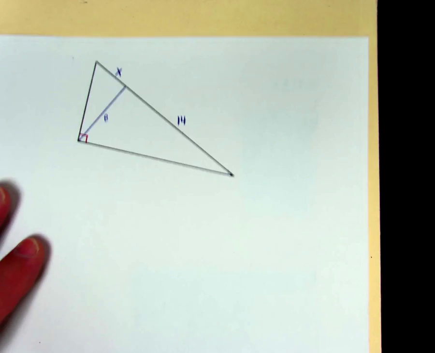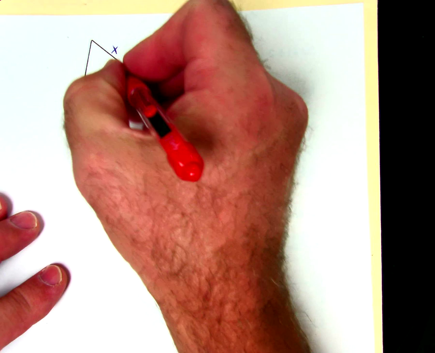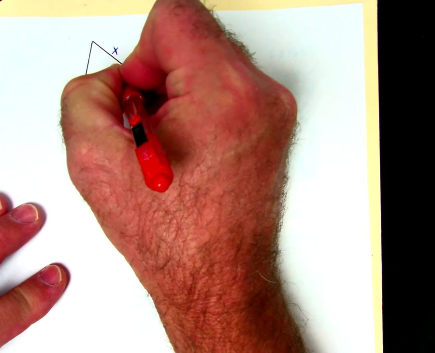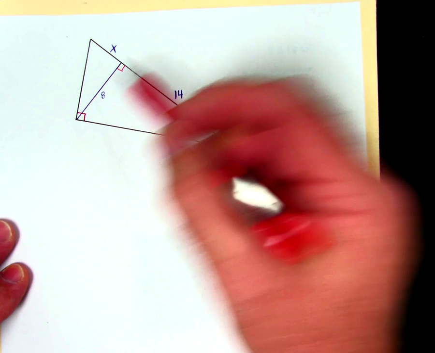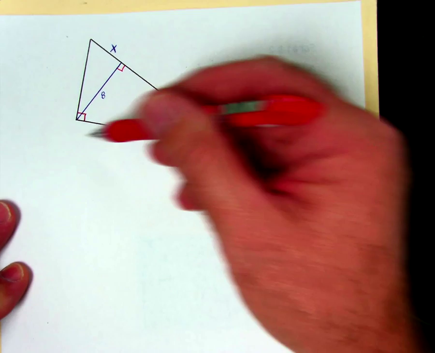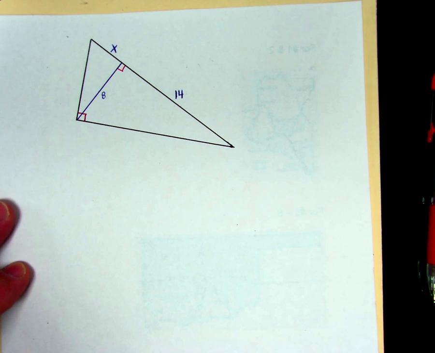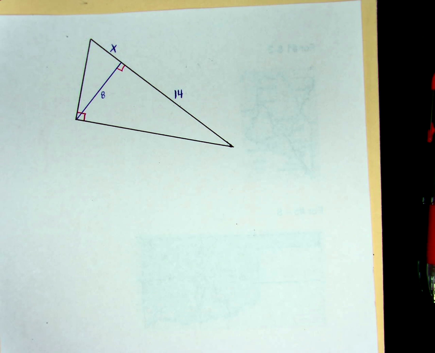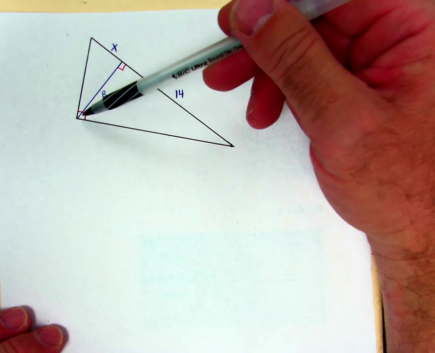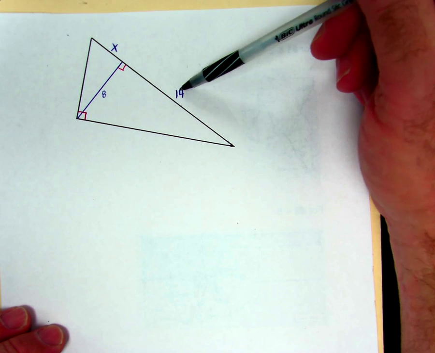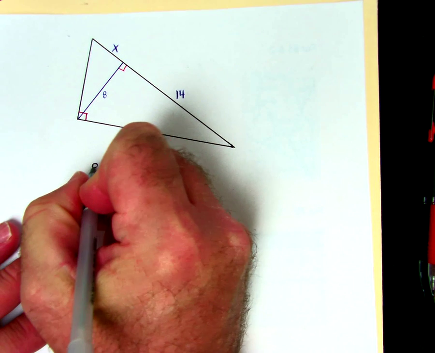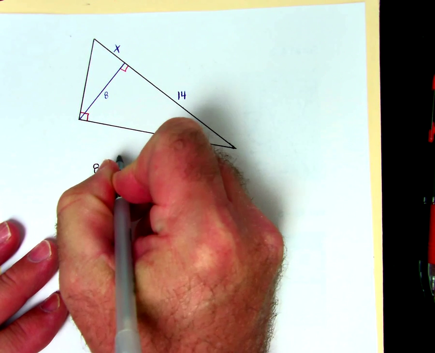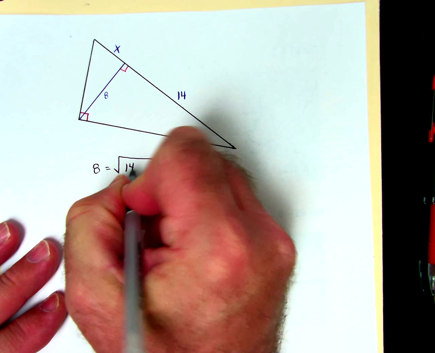So let's suppose we look at this problem. I have the altitude to the hypotenuse drawn in this right triangle. This would be the altitude to the hypotenuse in this large right triangle. What we just talked about would say that this length is the geometric mean between those two lengths. So in other words, 8 is the square root of 14 times x.